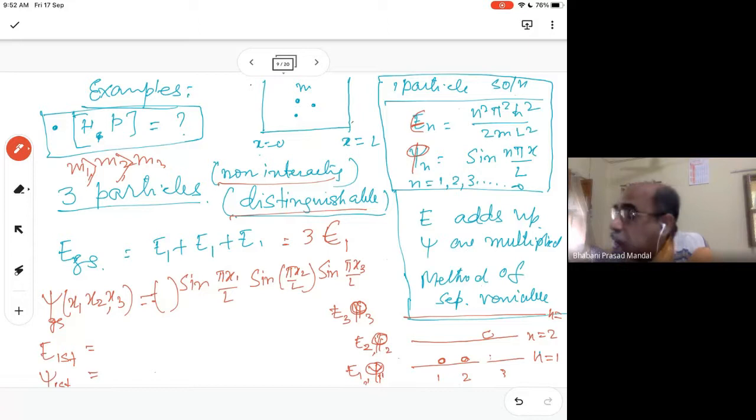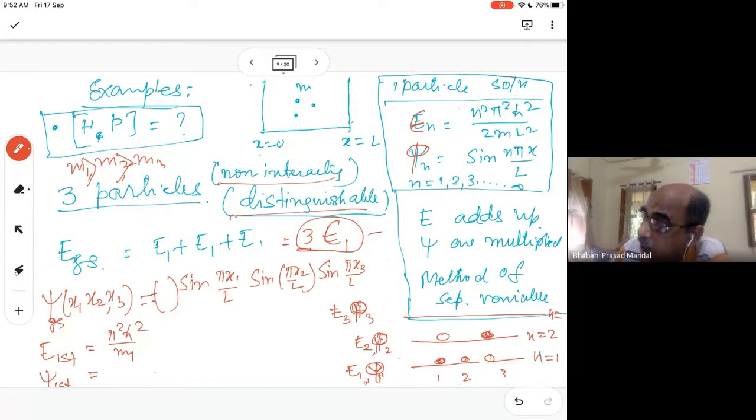So among these three particles, if I assume M1 is greater than M2 and M3, then this first particle will go up, not the third particle, because M1 is the heavier mass and it costs less energy. So heavier mass will cost less energy, so it will go up. So the energy will be, let us write, pi square h cut square by 2 M1. Here I wrote 3 epsilon 1, so in that sense it is not correct. I should write epsilon 1, epsilon 2, epsilon 3, all separately, because if your mass is different, the energy will not be equal, okay?